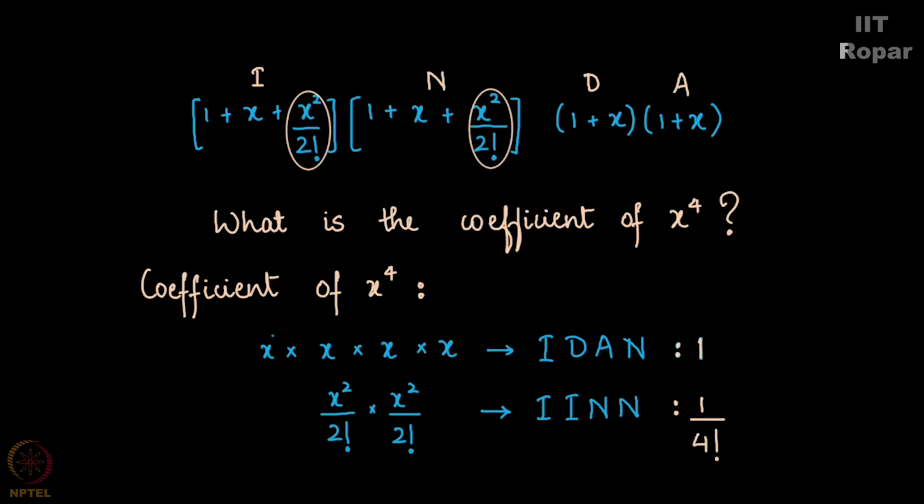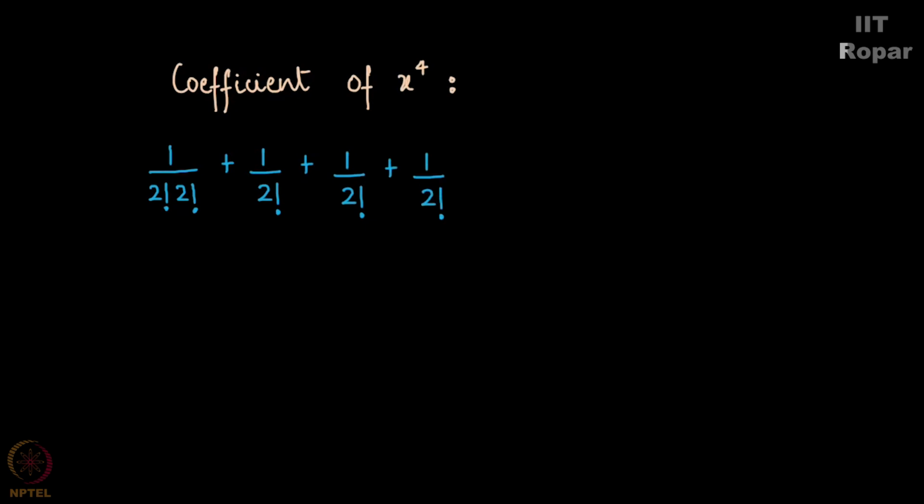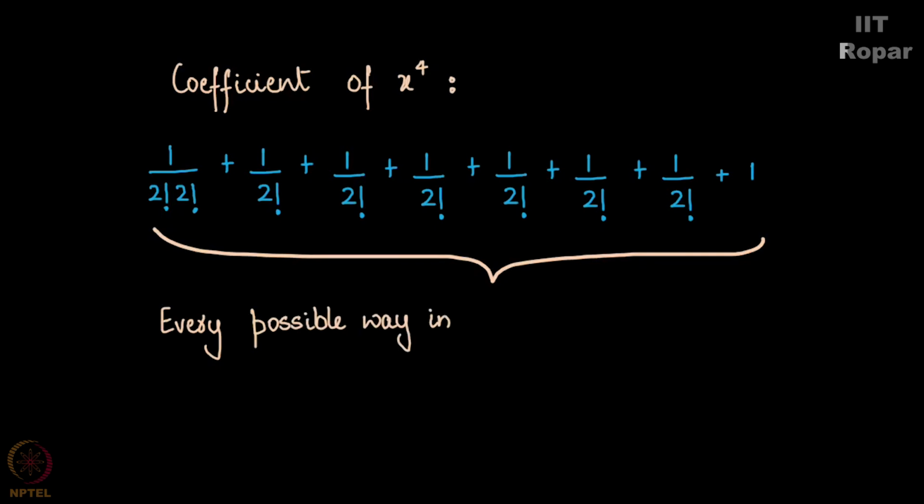Now, if I compute the coefficient of x to the power of 4 overall, I will get this big expression. Look at this: 1 by 2 factorial into 2 factorial plus 1 by 2 factorial plus 1 by 2 factorial, and so on, and then plus 1 at the end, which corresponds to IDNA. Why does this happen? This simply corresponds to every possible way in which you can pick x to the 4. As simple as that. The sum total is something fractional, you see. All these fractions add up to some number.